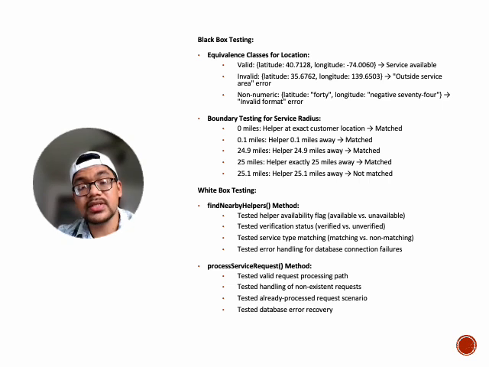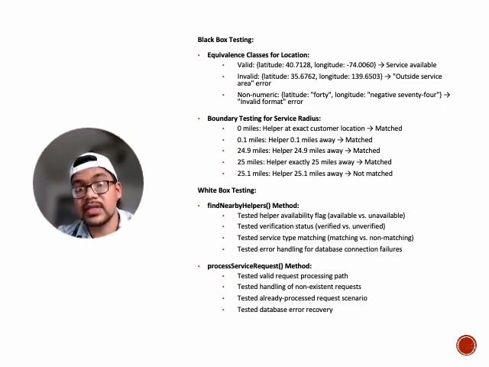Second, we have boundary testing for service radius. For this, if the helper is exactly at 0 miles, then it will flag it as matched. If the helper is at 0.1 miles, 24.9, or 25 miles, then it will show that the service is matched. If the helper is more than 25 miles away, then the service will not be matched.